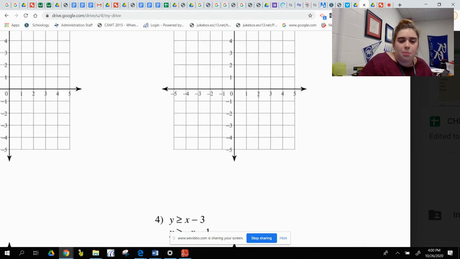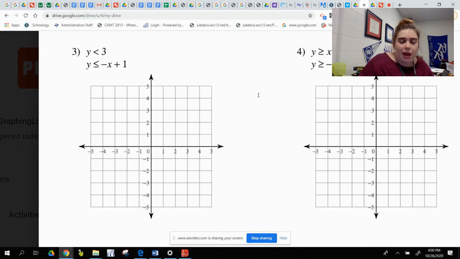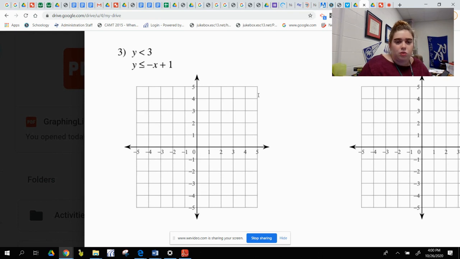Number 3. All right, so we have something a little different than the last two. y is less than 3, and then y is less than or equal to negative x plus 1, okay? So we have flipped inequality signs, all right? So let's look at y is less than 3.